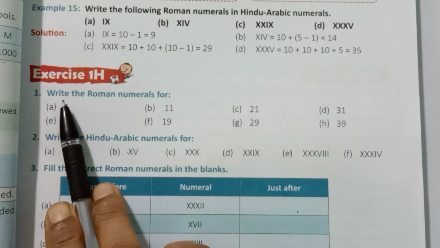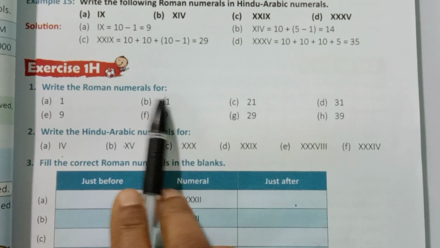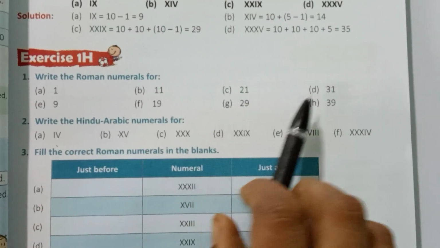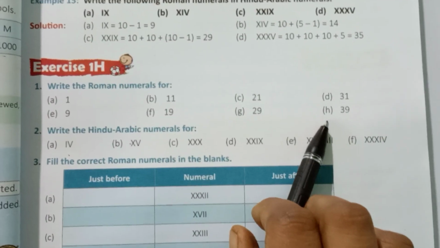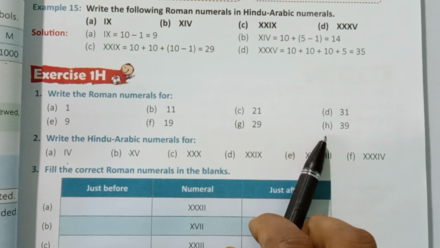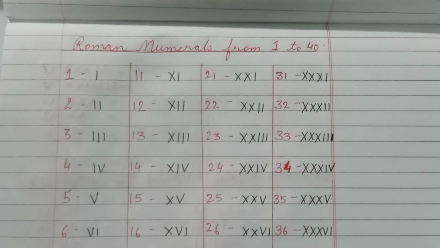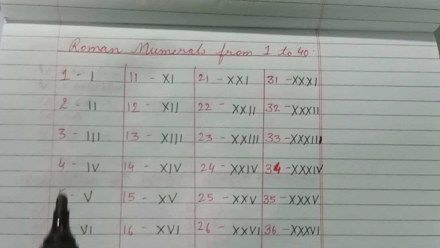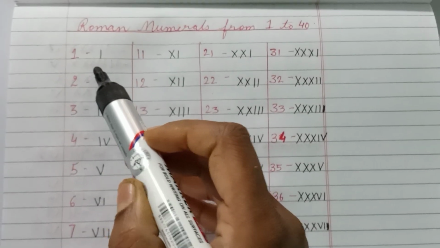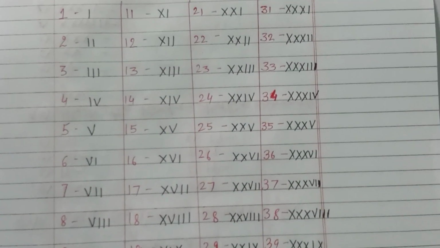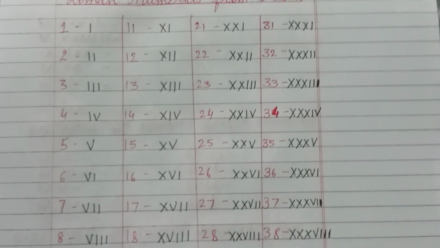Exercise 1H. First question is, write the Roman numeral for all these Hindu Arabic numerals. So children, let's discuss how to write the Hindu Arabic numerals and Roman numerals. Look at here, children. We will start writing Roman numerals from 1 to 40. Okay, so let's look at here.